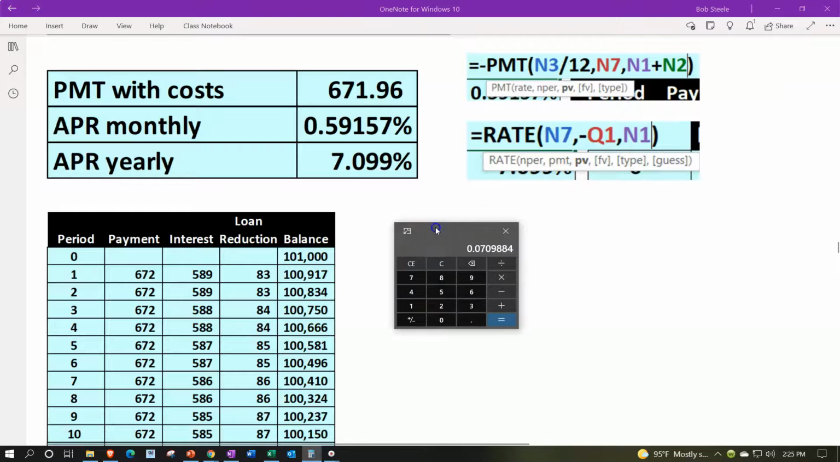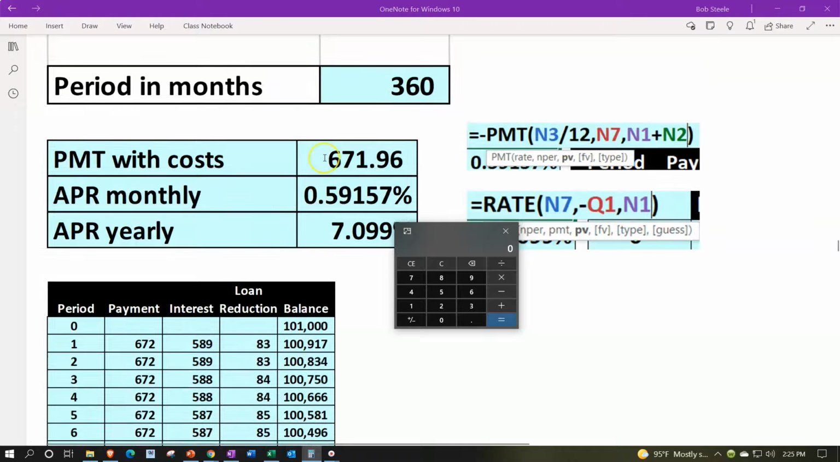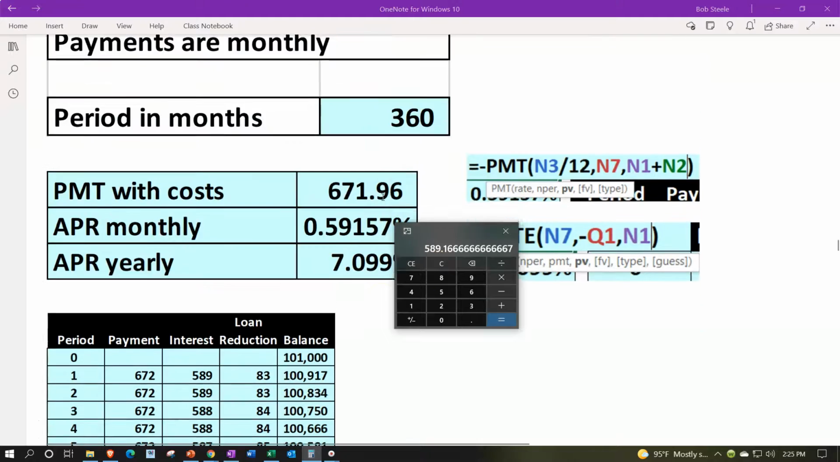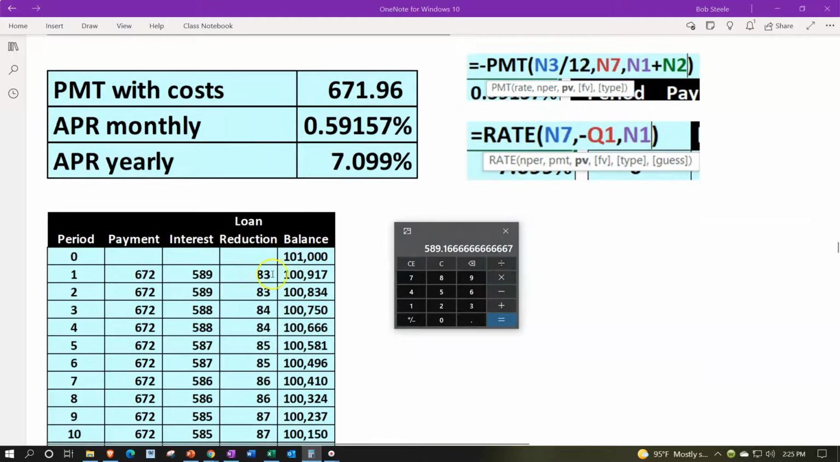And so then when we pay it off, we got our 672, which is the amount we calculated up here, about 671.96. And then when we calculate the 101,000, we're multiplying that times 0.07. The 7% divided by 12 gives us the 589. We're not multiplying it times the APR, but just the interest rate. And then the difference is going to be the 672 minus the 589, which gives us about the 83.